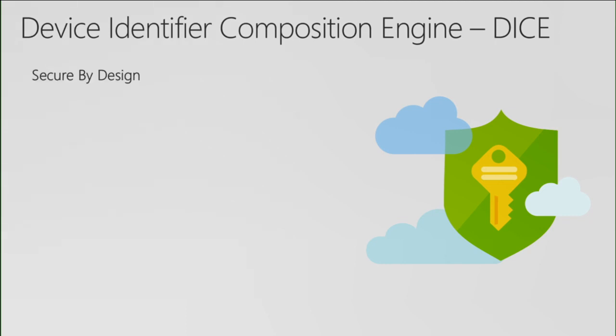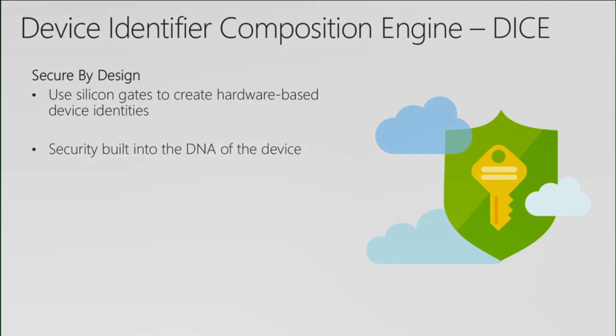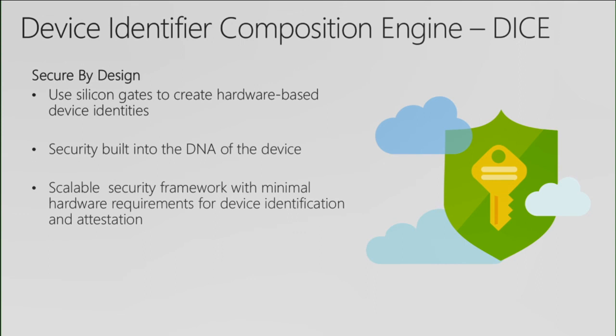So what we're doing is helping standardize an IoT architecture that is secure by design and runs on the lowest level of hardware requirements possible. Ideally, that runs on hardware today to just increase the security of the hardware that's involved. And actually, this SD-Safe chip is running DICE. This uses silicon gates that create that hardware-based device identity. So if you want to blow the device identity, you change the silicon gates, and you're done. It's built into the DNA of the devices. Again, you change the silicon of the device, you change the device itself. And it's a scalable security framework with minimum hardware requirements for device identification and attestation.